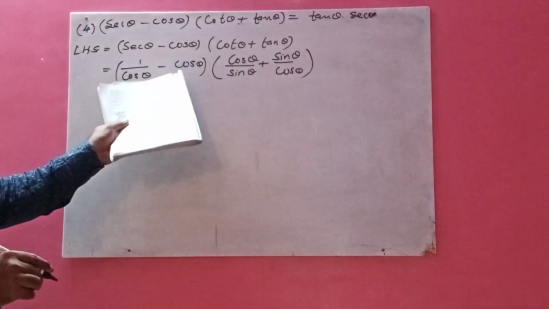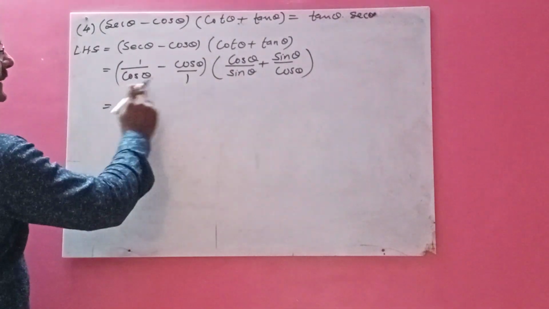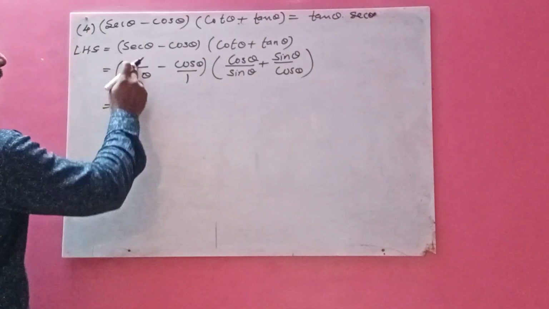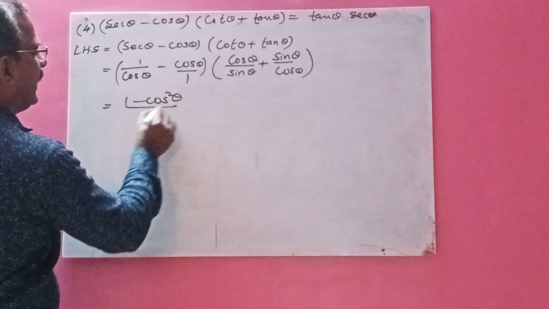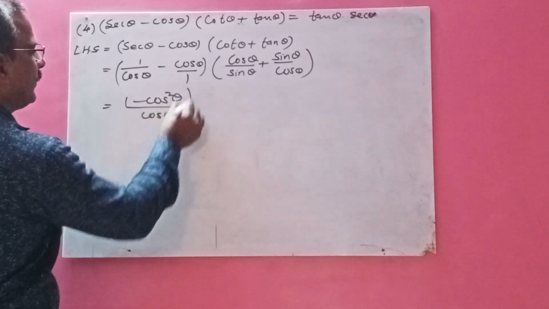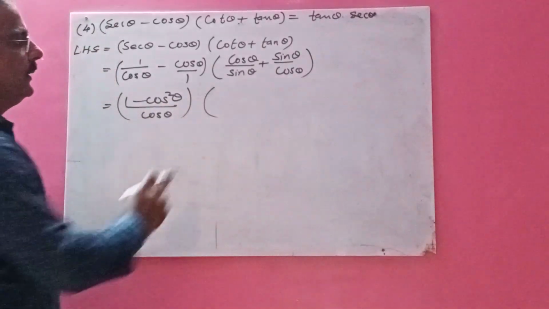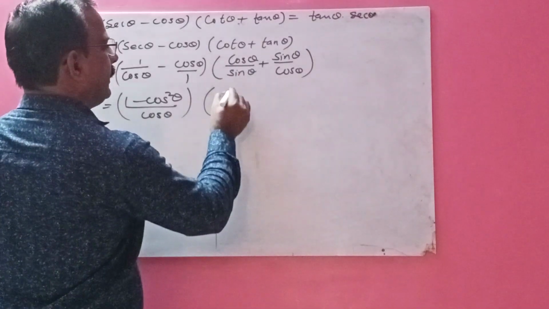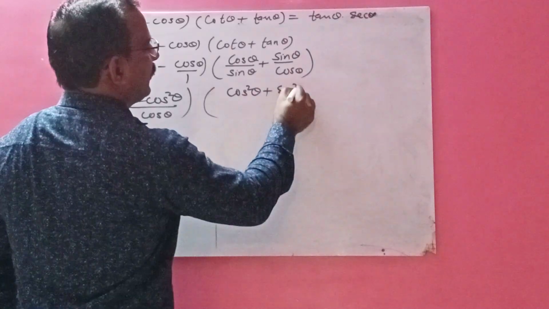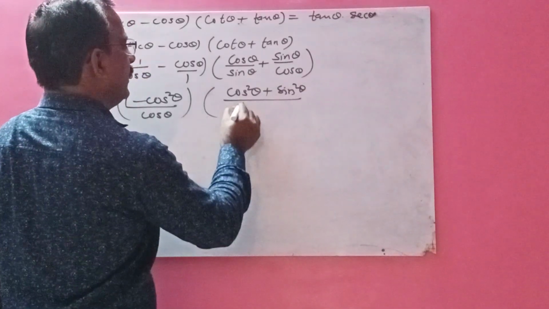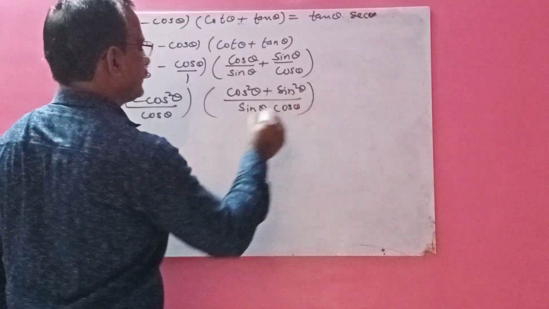Now what you will do in this bracket? See here, put 1. Denominators are not same. Do the cross multiply: 1 ones are 1 minus cos square theta upon cos theta. And what about here? Here also denominator is not same. See this sin and cos. So cross multiply: cos square theta plus sin square theta upon sin theta into cos theta.